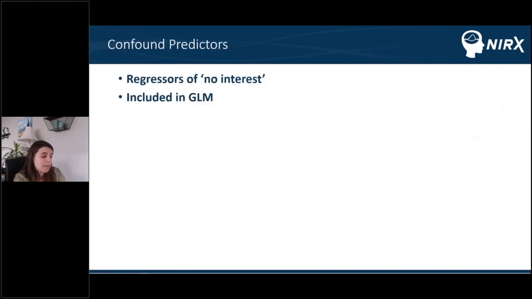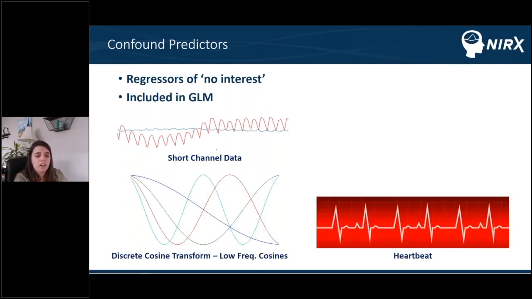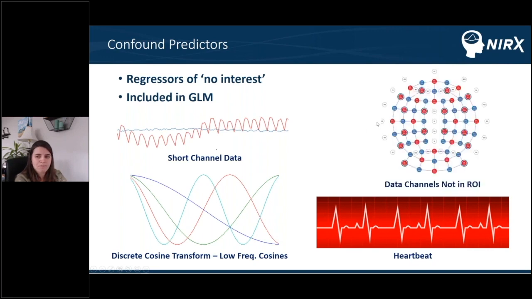So what we need to do is make that noise term more Gaussian looking and just random noise, and clean out the noise at those specific frequencies. One way to do that is using confound predictors. These are regressors of no interest that you include in your general linear model. So these are the sources of noise that you expect to see. You can use short channel data, heartbeat, the discrete cosine transform. This is essentially a low pass filter that's using low frequency cosines to take out, excuse me, not linear drift, but low frequency drift in the signal. And you can also use data channels not in your region of interest as confound predictors.